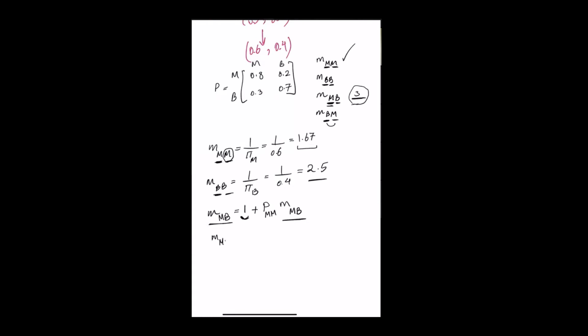So MB equals 1 plus PMM, 0.8, times MB. MB seems to be 5, I think. So that means if we are eating at restaurant M right now, it will take us about 5 weeks before we eat at restaurant B again. Right, correct. 0.2. Yeah. And then MBM.